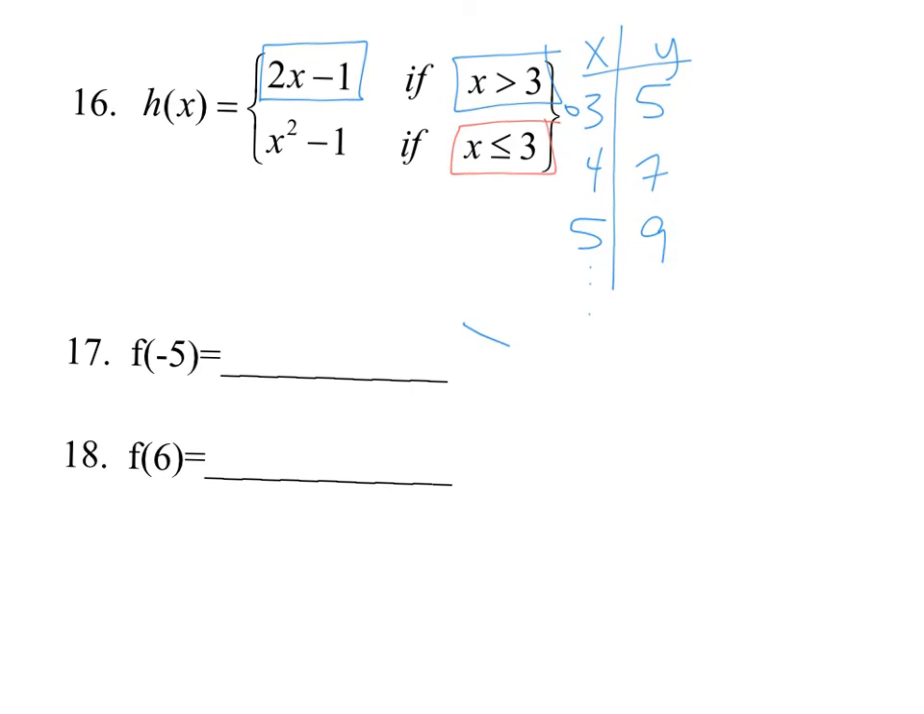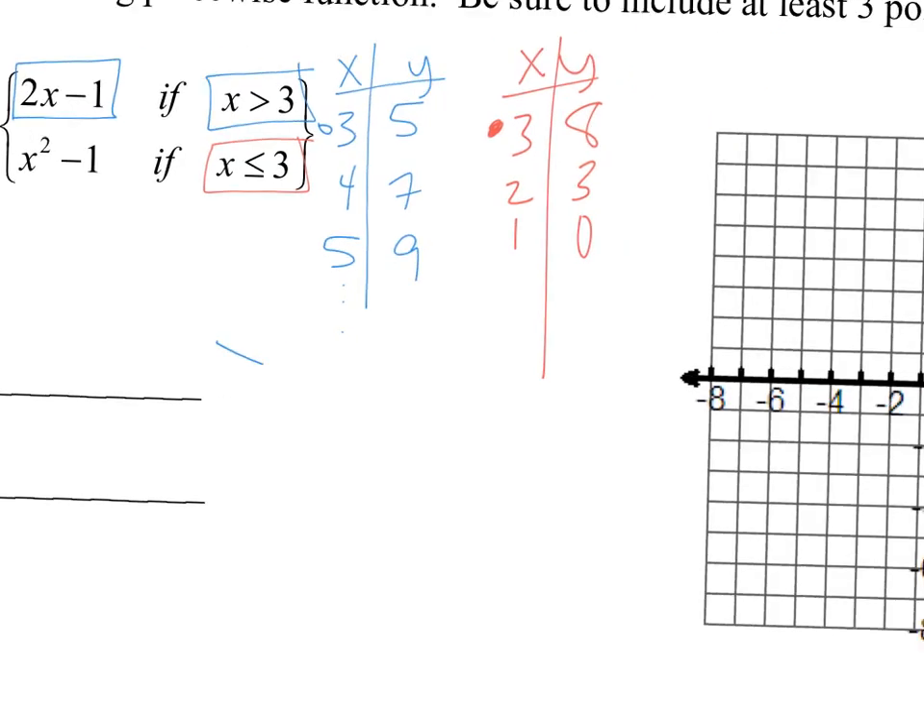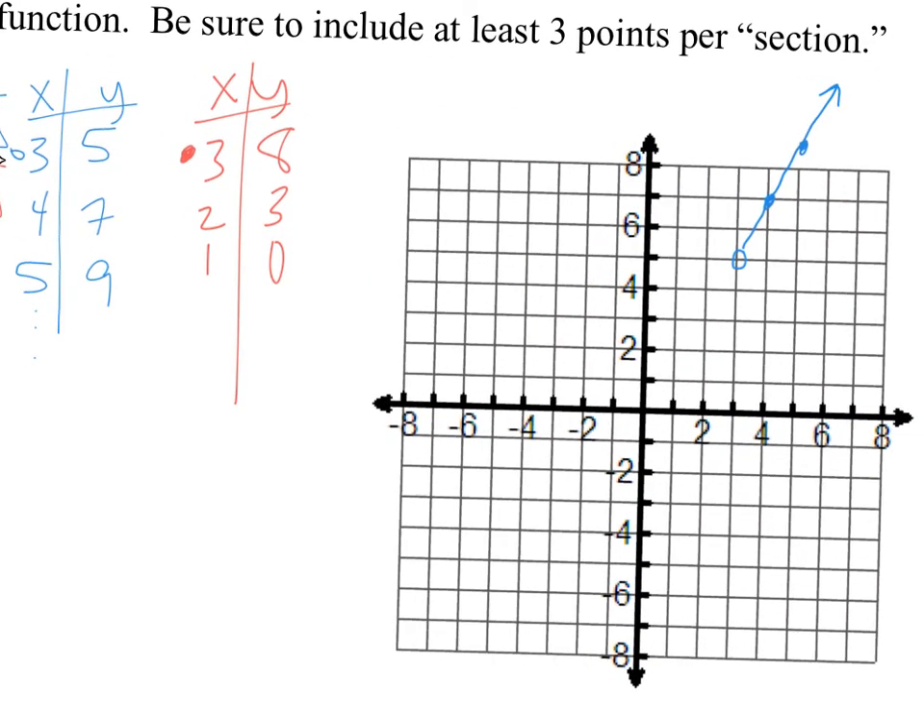Now let me do my red t-chart. So starting at 3, closed circle, and it's telling me to pick numbers less than 3, so 2 and 1. When I plug in 3, I get 8. Plug in 2, I get 3. Plug in 1, I get 0. Let's see what this looks like on the graph. 3, 8 is up here. End point. Do not put an arrow to the right because that's my starting point, and I'm only picking x values to the left of that. 2, 3 is here. 1, 0 is here.